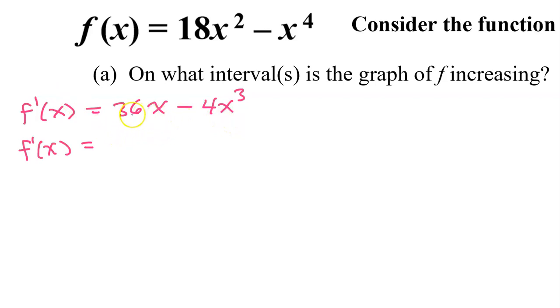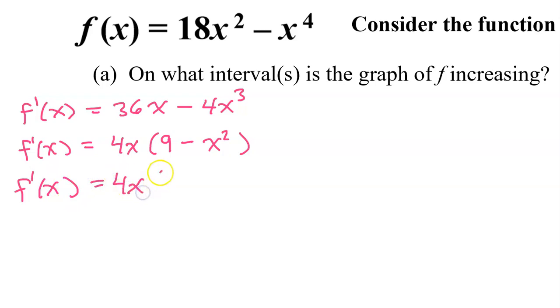Let's factor. These are all divisible by 4 and x, so let's bring 4x out in the front as a GCF. That's going to leave behind 9 minus x squared. You're probably noticing that this is the difference of two squares. So let's factor further by doing 3 minus x times 3 plus x.